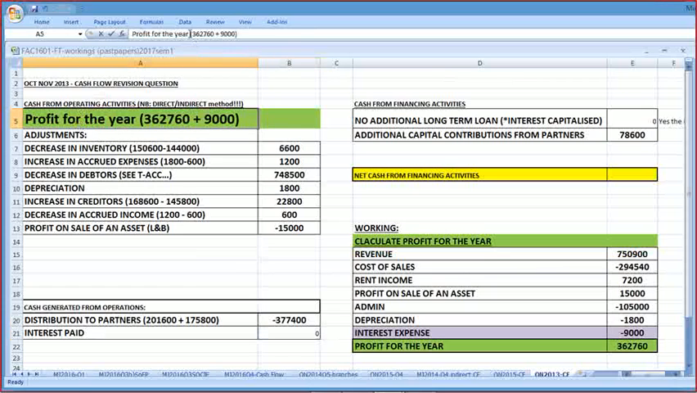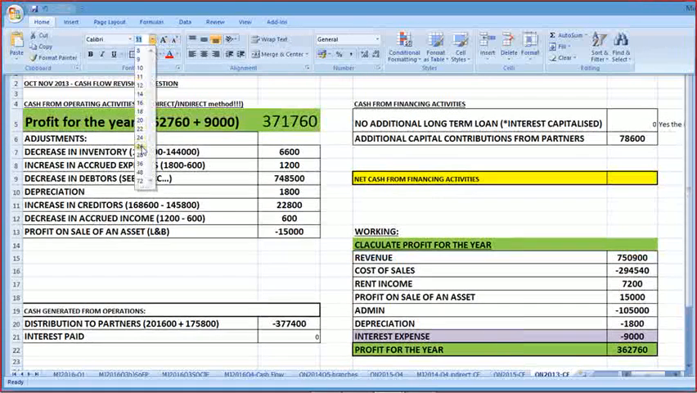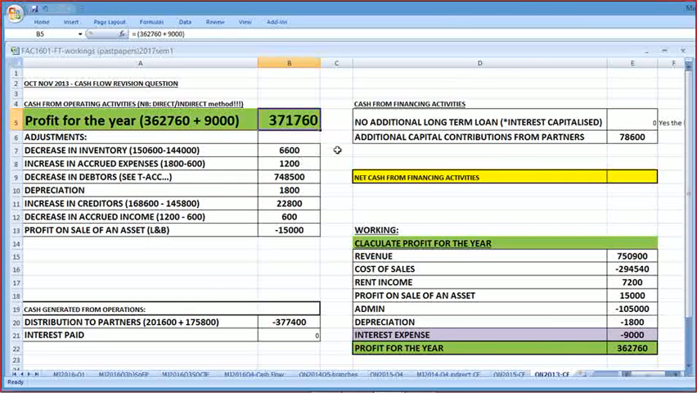So profit for the year is going to be an amount of 371,760. That's the profit for the year, based on what you've got in the question. All you have to do is provide for adjustments in your assets and liabilities, income and expenses. You're looking at cash. We're not looking at accruals. We're trying to take out the accruals. That's what we're trying to do. Is that alright? Yes.